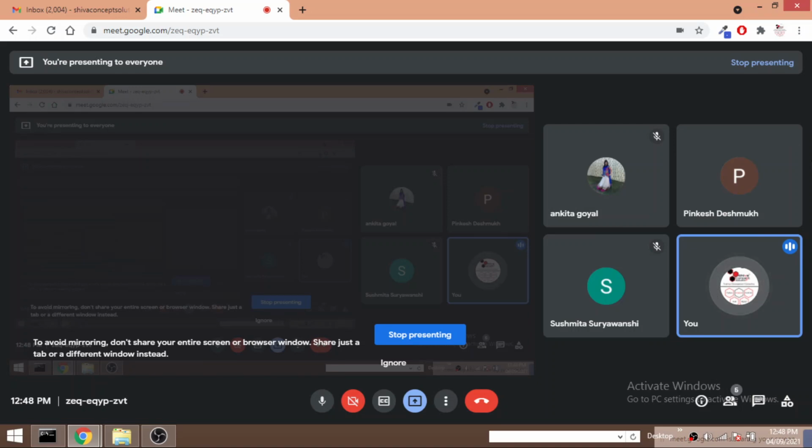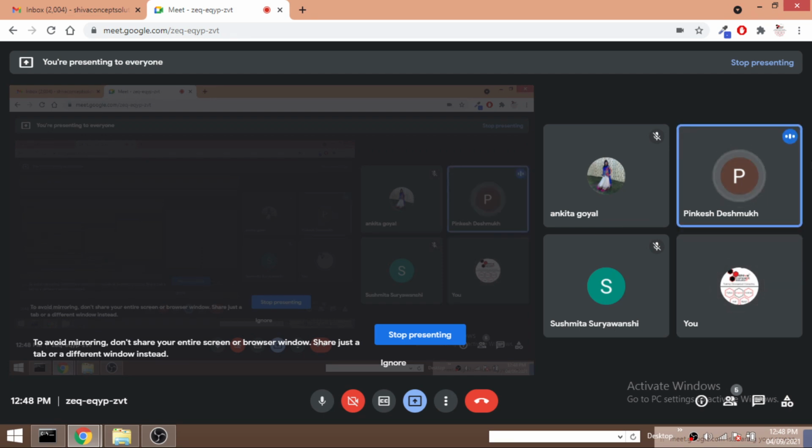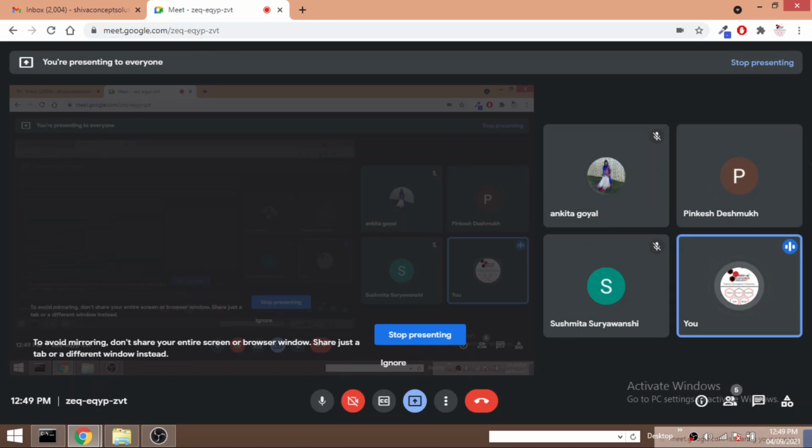Any other negative testing, except what Ankita has already told? Yes, sir. In case of negative testing, we test the software's load and stress by entering wrong entries, and test the total stability and load and stress of the software. You are telling about non-functional testing.